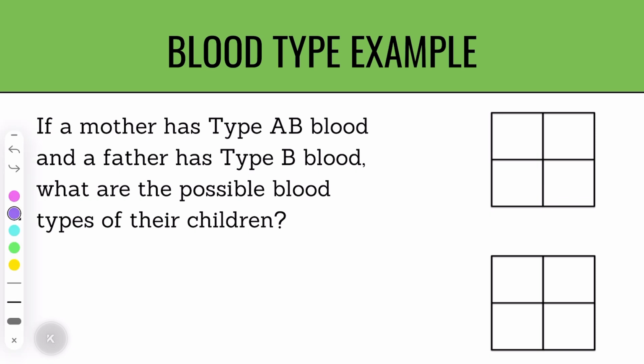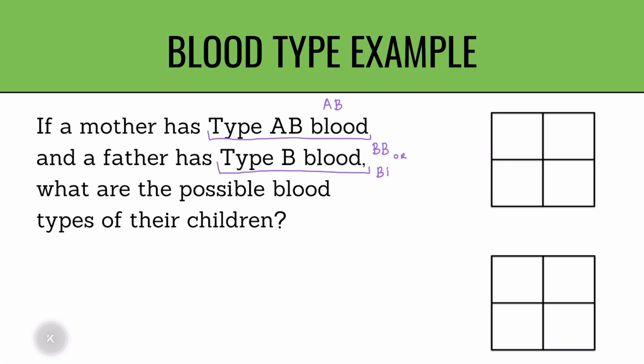So we have some background information. If a mother has type AB blood, so remember there's only one option for that. I have to have one A allele and one B allele to have AB blood. So there's only one genotype option. And a father has type B blood. Remember with type B blood, I can either be this or this. What are the possible blood types of their children?